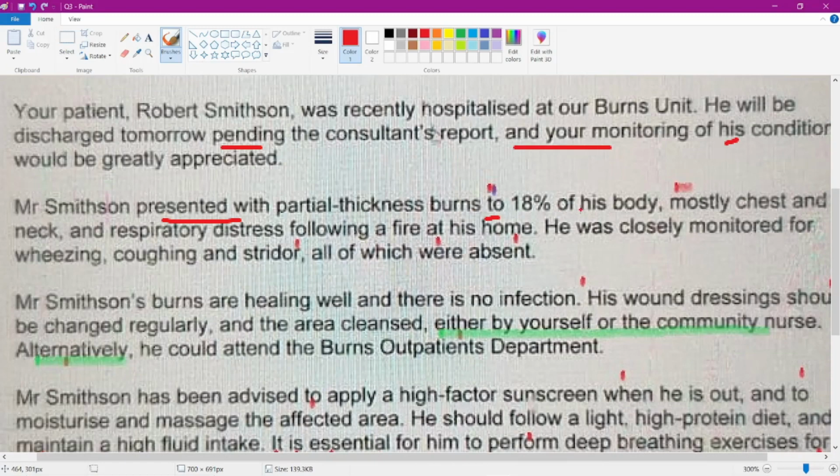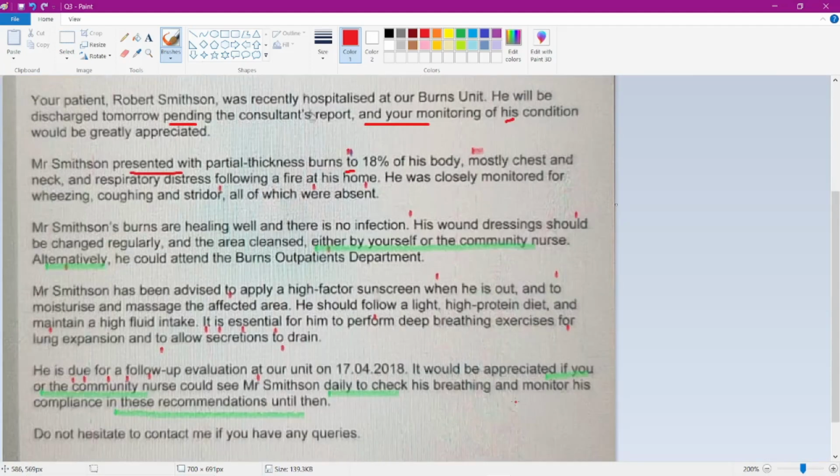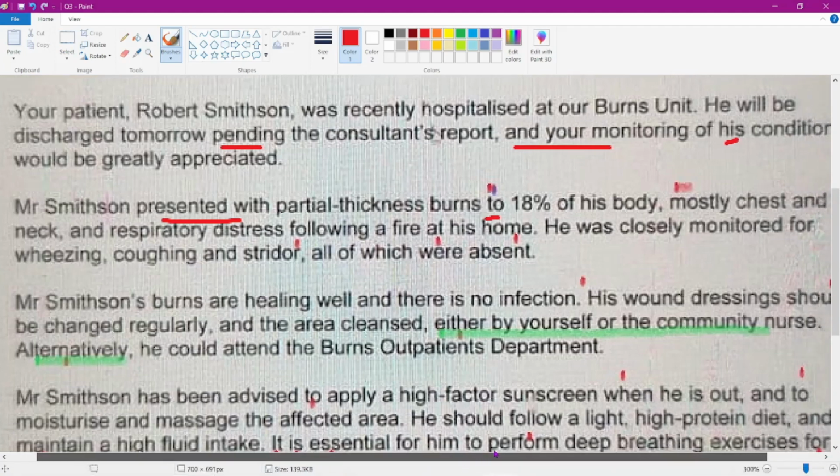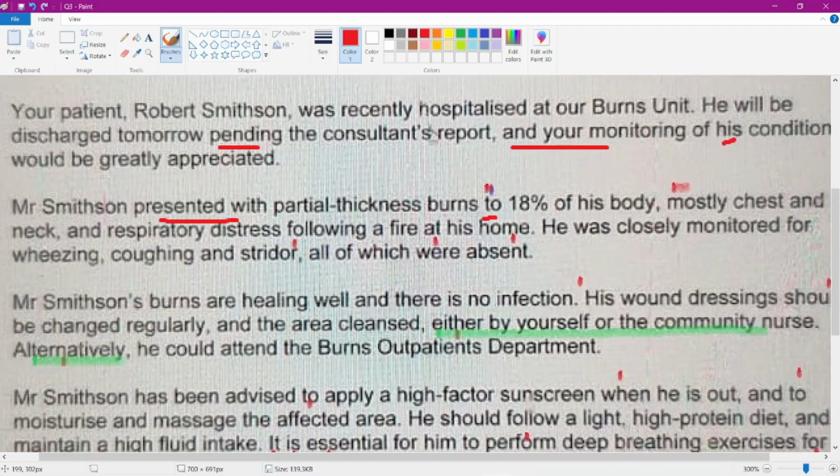Okay, burns to 18% of his body. So you have to understand that there could be several burn cases. Let it be any reason, the burn case will be the same. Suppose you have to write a percentage, 18% or any percentage you can give. Mostly they have used chest and neck in the bracket. So one extra vocabulary that they have added is mostly chest and neck and respiratory distress.